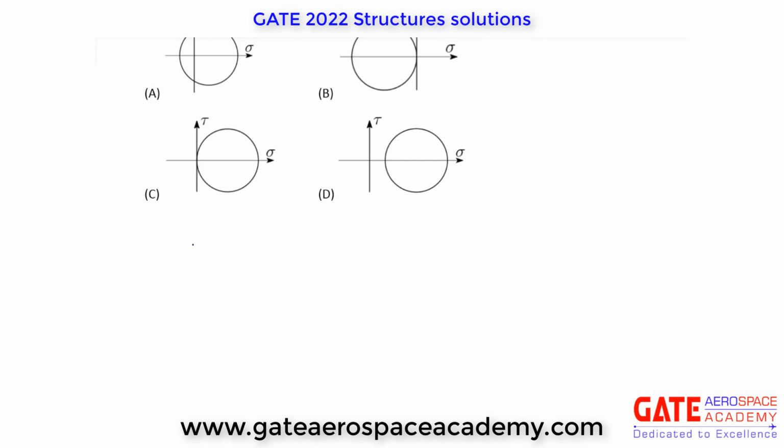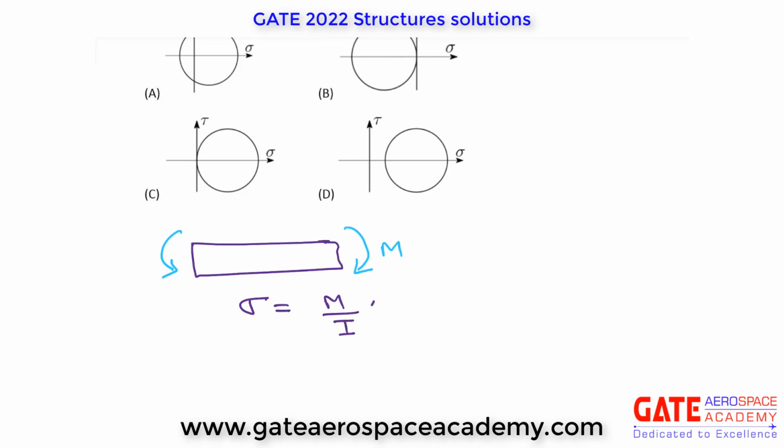So for pure bending, let's say this is the beam and we are applying bending moment like this, bending moment M. So bending stress due to this bending moment will be M by I into y, correct? Now on top fiber there will be tensile stress. Here it will be tensile, positive.